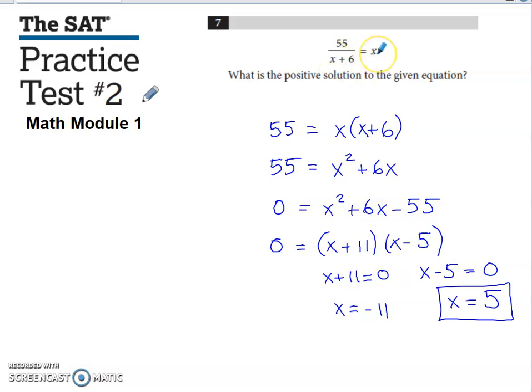I'm going to get all of the x's onto the same side of the equation by multiplying both sides by x plus 6. That opens up the opportunity to distribute the x that's already on the right side of the equation into that set of parentheses, giving me x squared plus 6x. Now this equation you'd hopefully recognize as a quadratic equation.